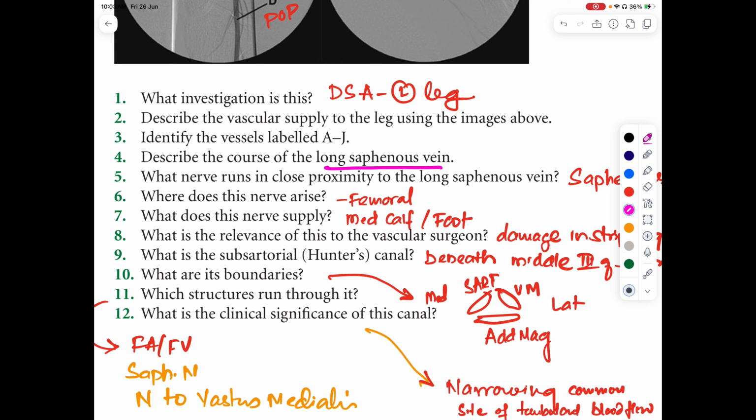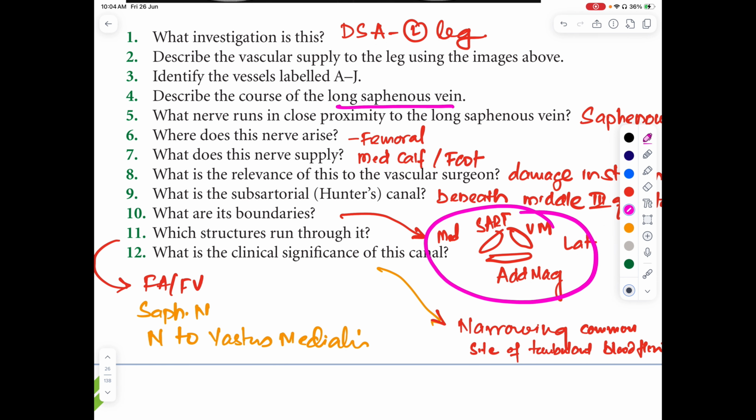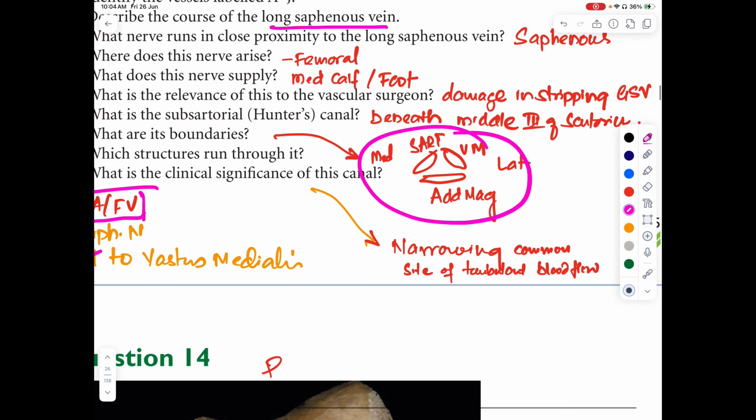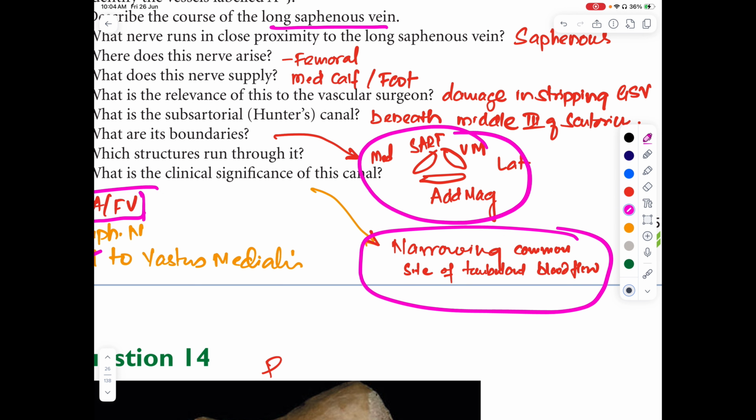Damage during stripping will cause injury to the saphenous nerve below the knee. What are the boundaries? Medially, you get the sartorius, laterally vastus medialis, and posteriorly adductor magnus muscle. What structures run through it? The structures which run are the femoral artery, femoral vein, saphenous nerve, and the nerve to vastus medialis. The significance of this canal is that narrowing is a common site for turbulent blood flow.